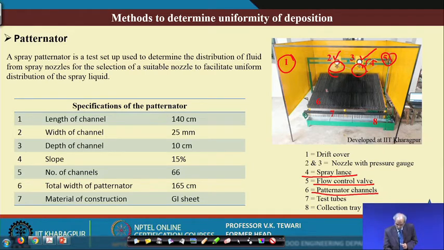Patternator channels: these are the channels where, when the liquid falls, it comes here, and then test tubes are put there. You can see there are a number of test tubes put here, at the base of the channels. So, this will all get collected inside them. You can take it and then see what the level of uniformity is when you consider the total length of this collection tray.